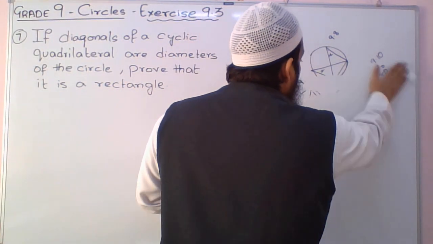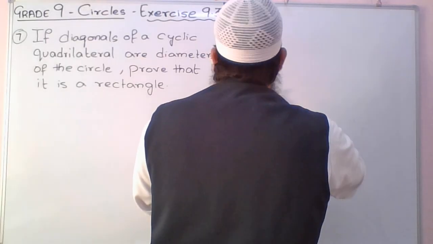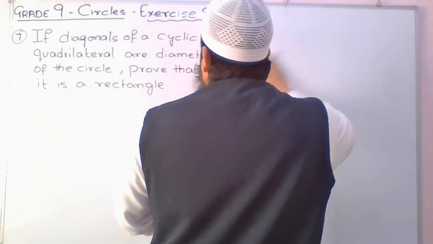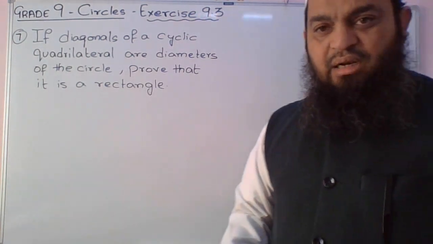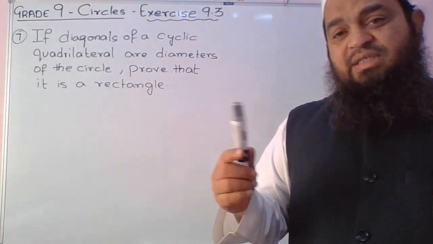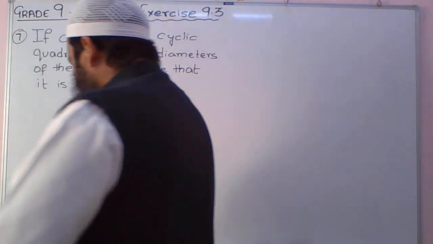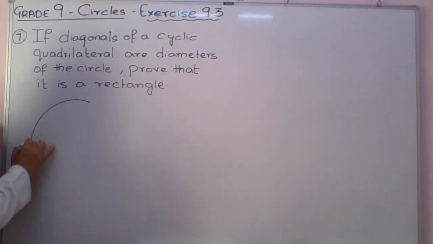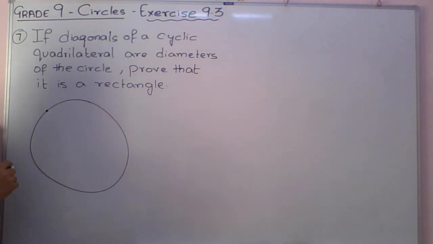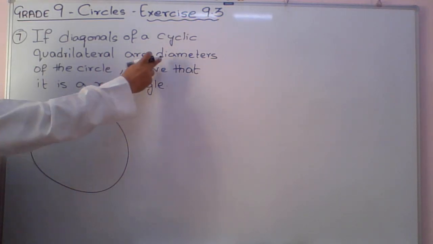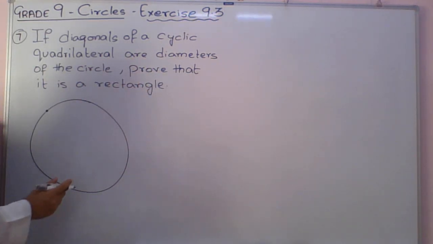Now let us come back to the question. What is question number 7? Can you please read it out? If the diagonals of a cyclic quadrilateral are diameters of the circle, prove that it is a rectangle.